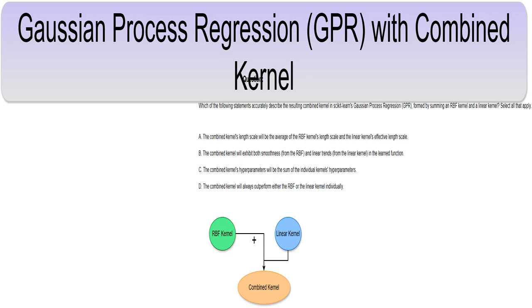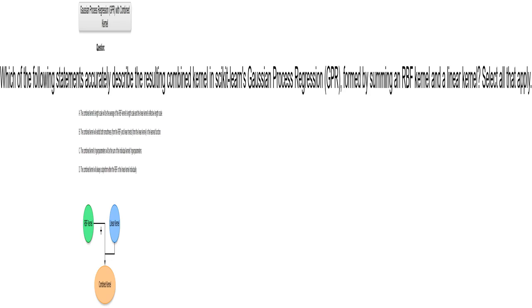This combination will let me capture both smooth curves from RBF, and linear trends, from linear. This is the quiz question. I need to carefully consider how the properties of each kernel combine.